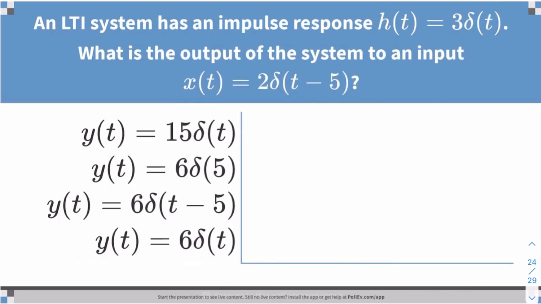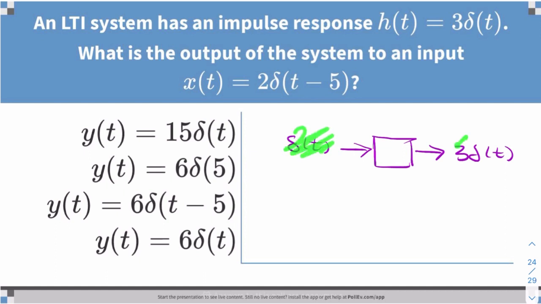One more example. Same thing. I'm given the impulse response. So let's draw my system. The impulse response is 3 delta t. So that means if my input is delta, that's my output. Why? By definition. That's what h of t means. The question is, what would the output be if the input was 2 delta of t minus 5? So that's my input.